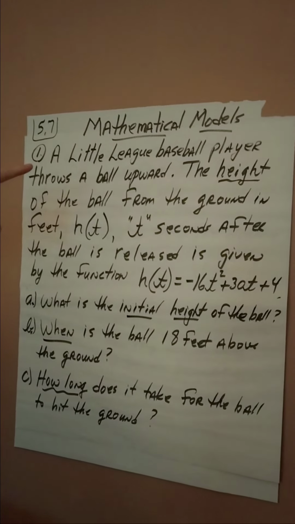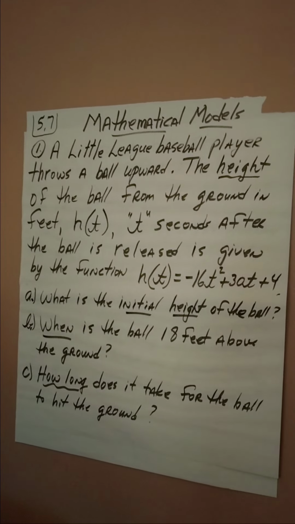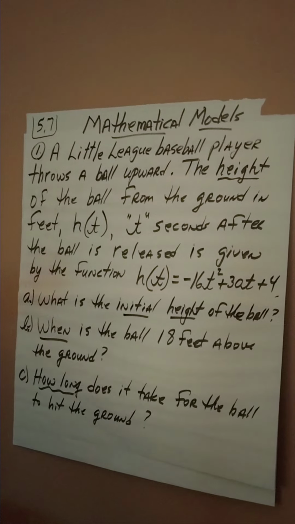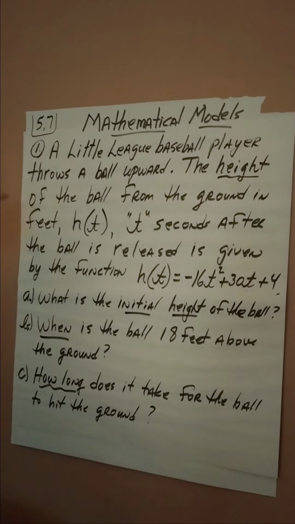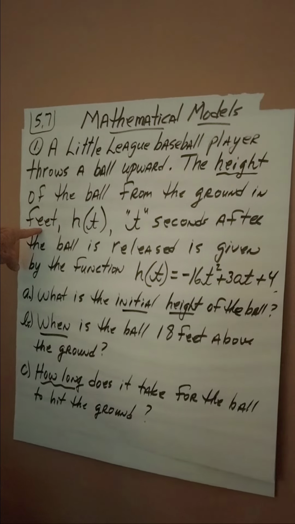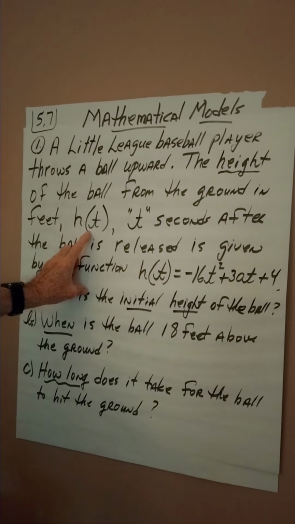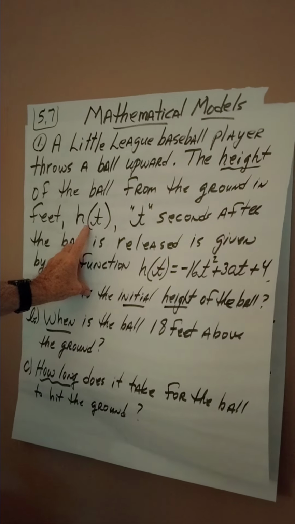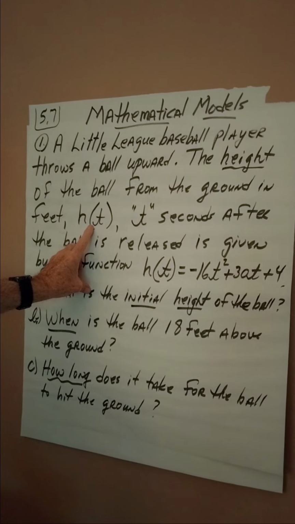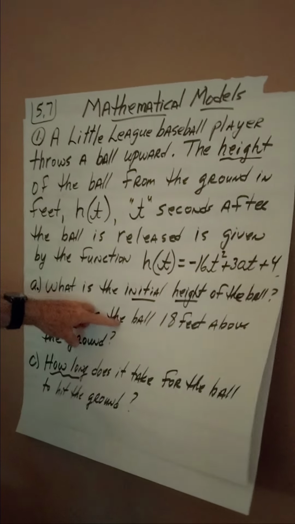A Little League baseball player throws a ball upward from where he happens to be standing on the ground. The height of the ball from the ground in feet, h of t. I've already defined for you what h of t is standing for. H of t represents the height of the ball from the ground in feet.